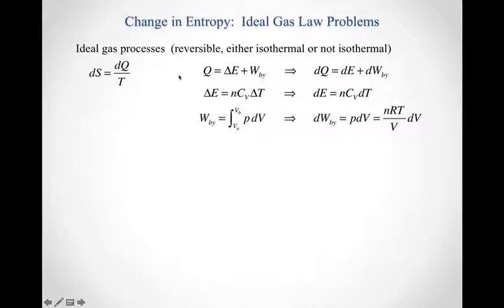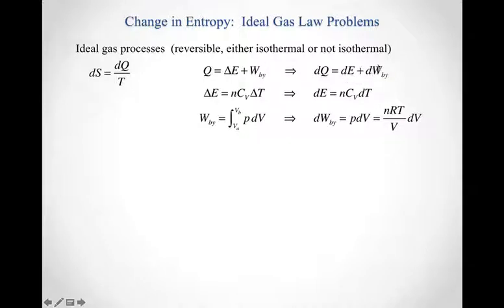The first law of thermodynamics says that the change in the internal energy of our system is equal to Q minus work by. If I solve my first law of thermodynamics for Q, the energy transferred as heat, I get that Q equals delta E plus work by. So in terms of turning this into a differential statement, dQ is going to be equal to dE plus dW by. Each of these terms basically just becomes infinitesimally small elements.